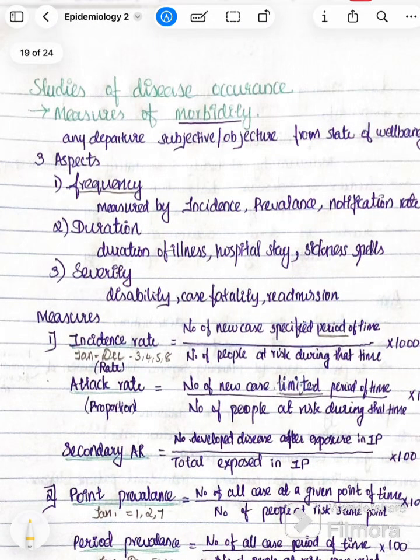First component, studies of disease occurrence, measured by morbidity and mortality. Morbidity is any departure, subjective or objective, from the state of well-being. There are three aspects in morbidity. Frequency: disease frequency is measured by incidence, prevalence and notification rate. Duration of the morbidity: duration of illness, duration of hospital stay and sickness spells, that is, how many times in a particular year he got ill. And severity: we have disability rate, case fatality rate and readmission rate.